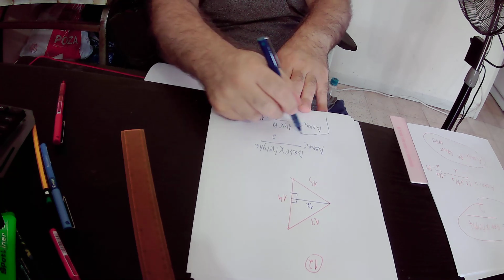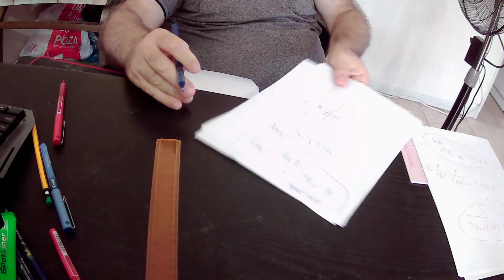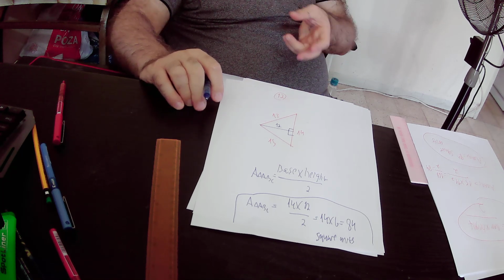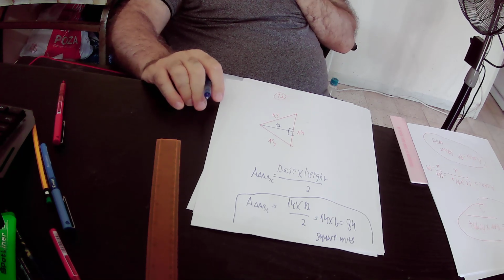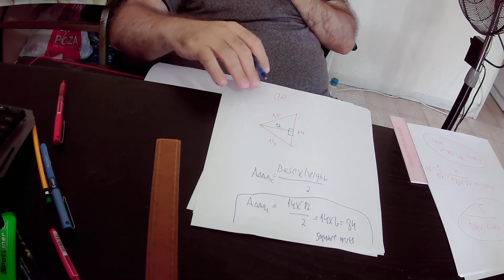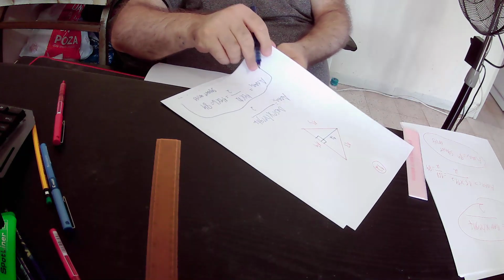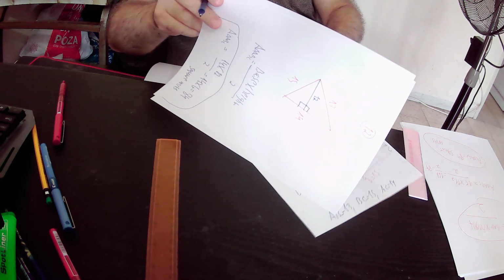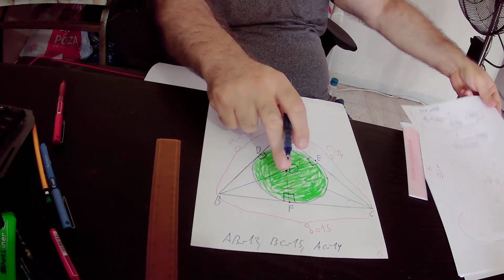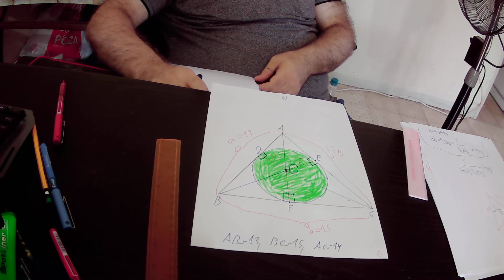Okay, the area of triangle ABC equals 84 square units. So we showed you in a third way that the area of triangle ABC equals 84 square units. So in the next step I will show you a second method to find the radius of the green circle.